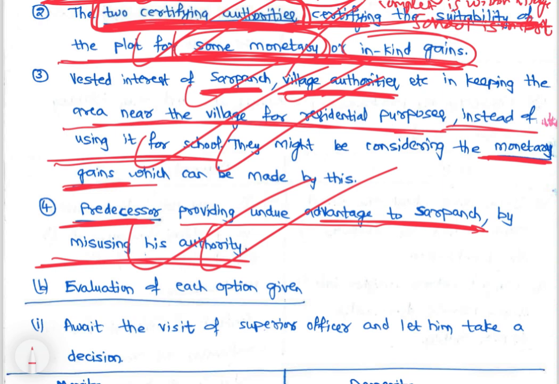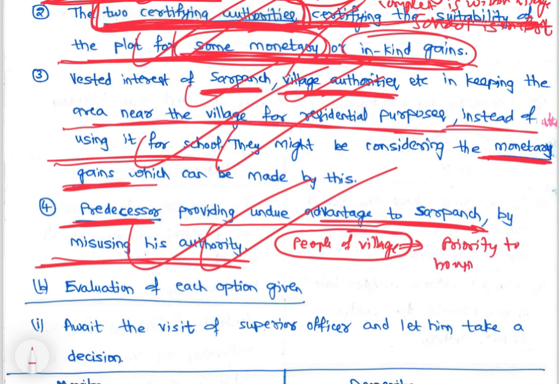Next, the vested interests of parties involved, that can be the people of the village. People of the village, they are also part of the problem. Their possible vested interest can be a priority to housing over school, right? They want the homes not to be far. They would think like that: the school is there, children will go, but the houses should not be in the village outskirts, they should be inside the village.